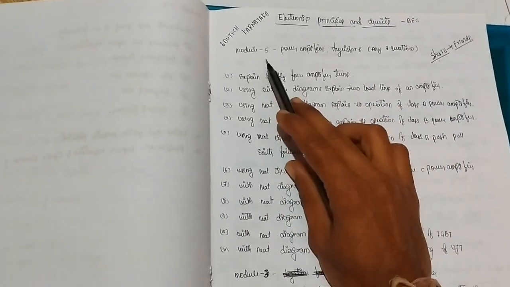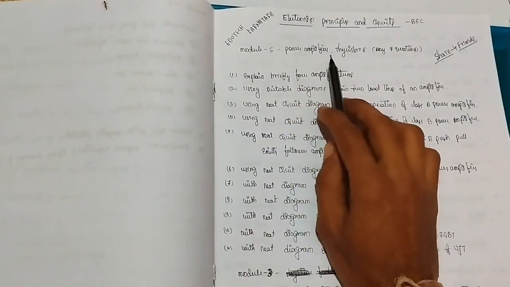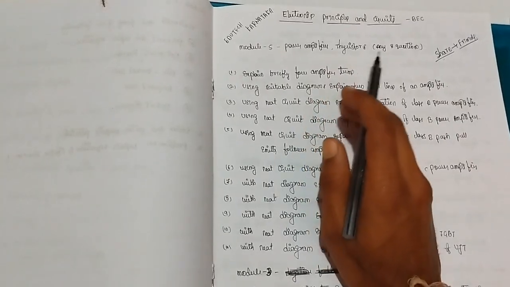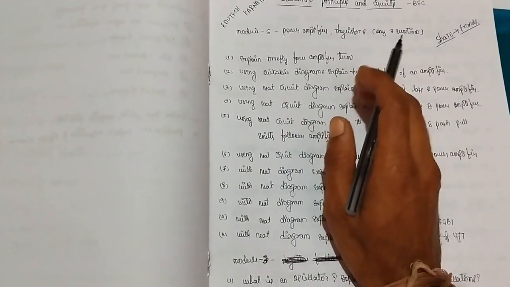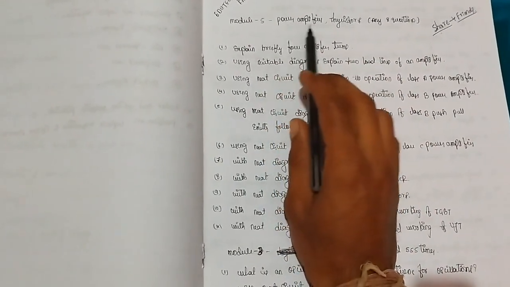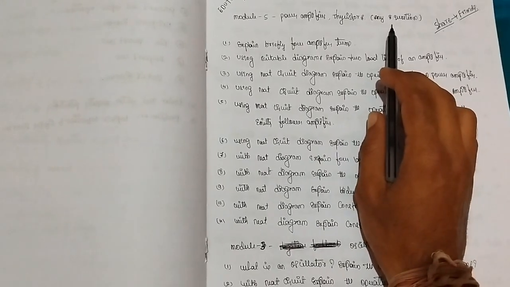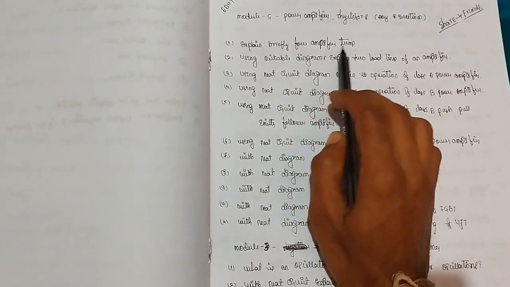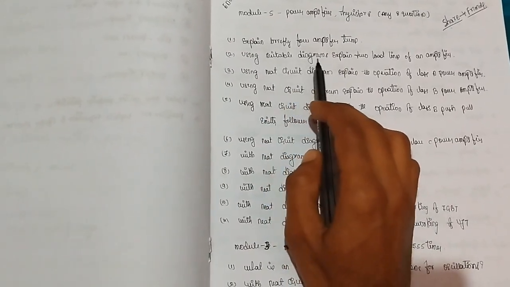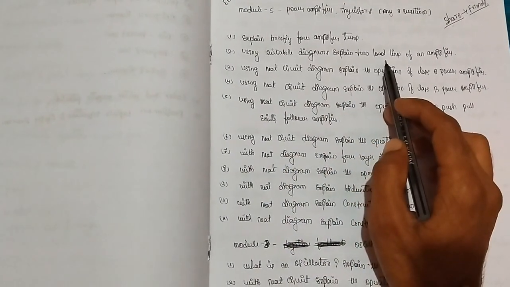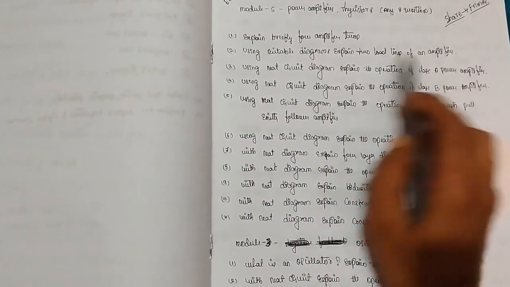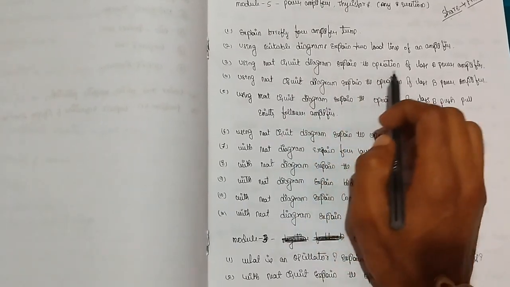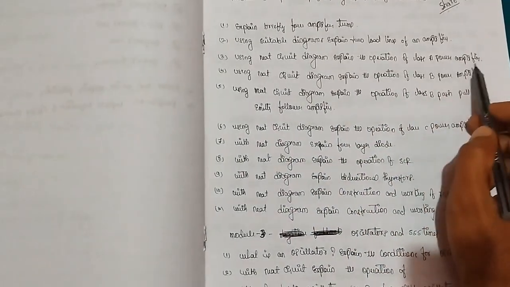So first I have taken the fifth module, and I will tell you the important questions. Fifth module, power amplifiers and thyristors, 8 questions. Explain briefly the 4 amplifier terms; using a suitable diagram explain the two load lines of an amplifier; and using a neat diagram explain the operation of a class A amplifier.